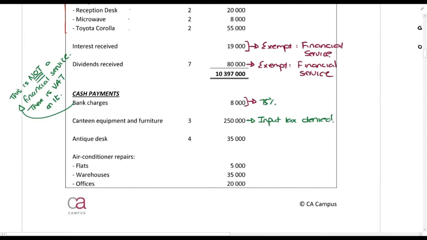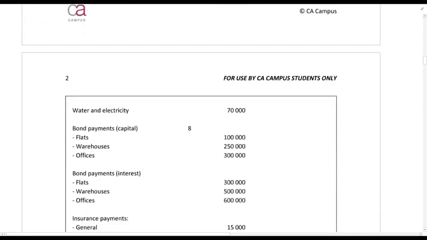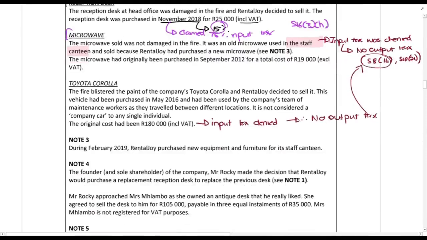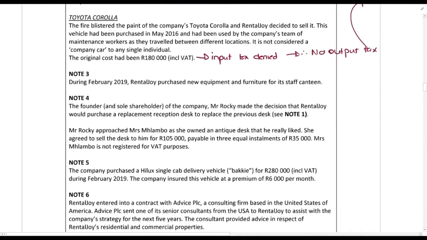Then we have an antique desk, 35,000, note number 4. The founder and sole shareholder of the company, Mr. Rocky, made the decision that Rental Joy would purchase a replacement reception desk to replace the previous desk. Remember, the previous one was destroyed or damaged in the fire. Mr. Rocky approached Mrs. Mshlamba as she owned an antique desk that she really liked. She agreed to sell the desk to him for 105,000 rands payable in 3 equal installments of 35,000. She is not registered for VAT purposes.